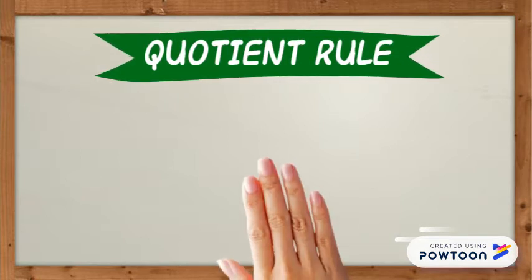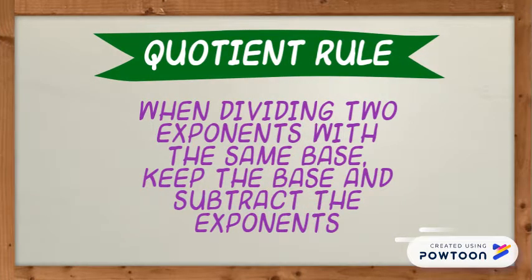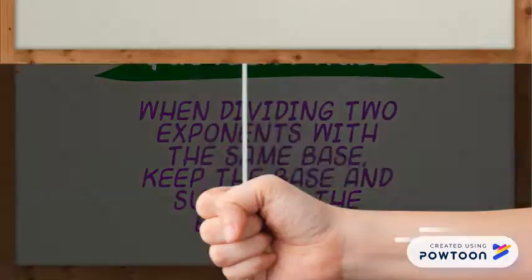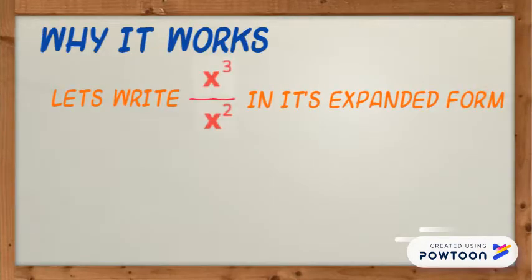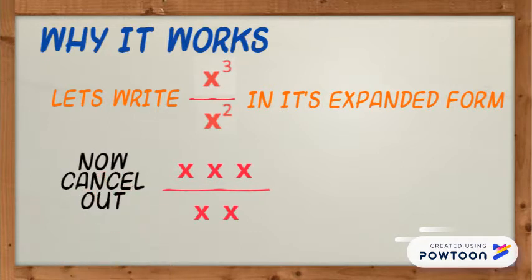Quotient rule. When dividing 2 exponents with the same base, keep the base and subtract the exponents. Why it works. Let's write x cubed over x squared in its expanded form. Now cancel out. All we are left with is 1x.